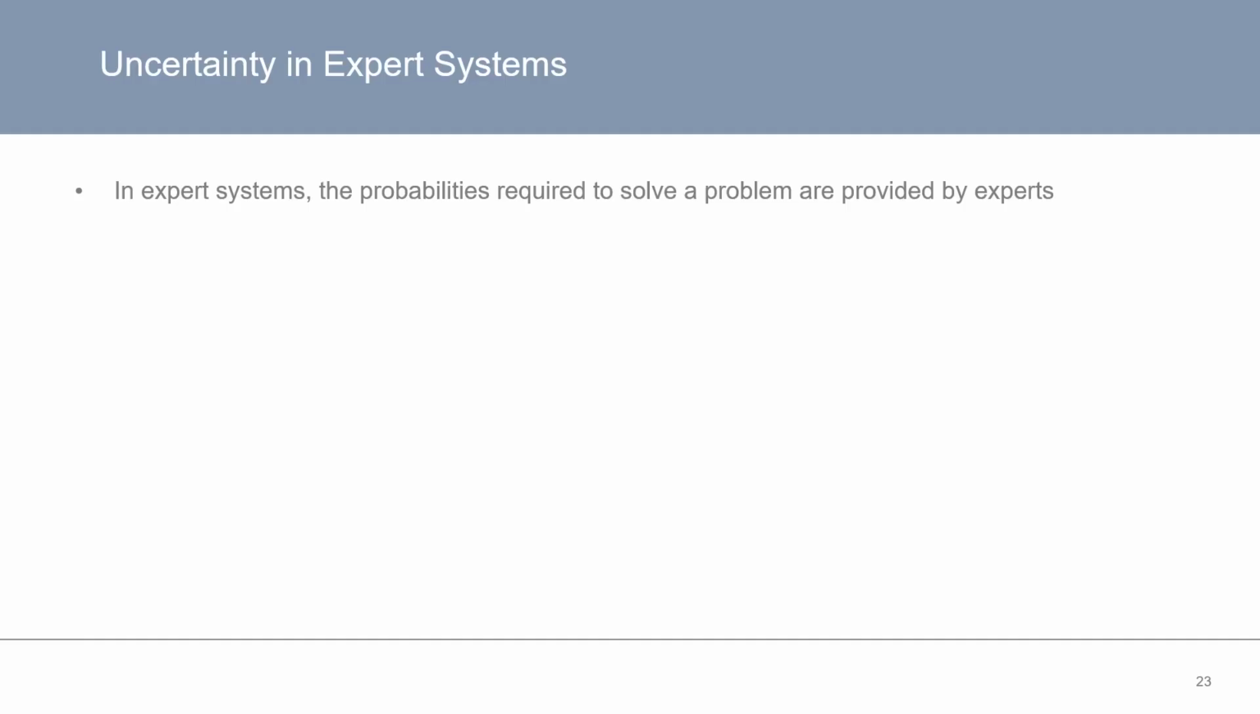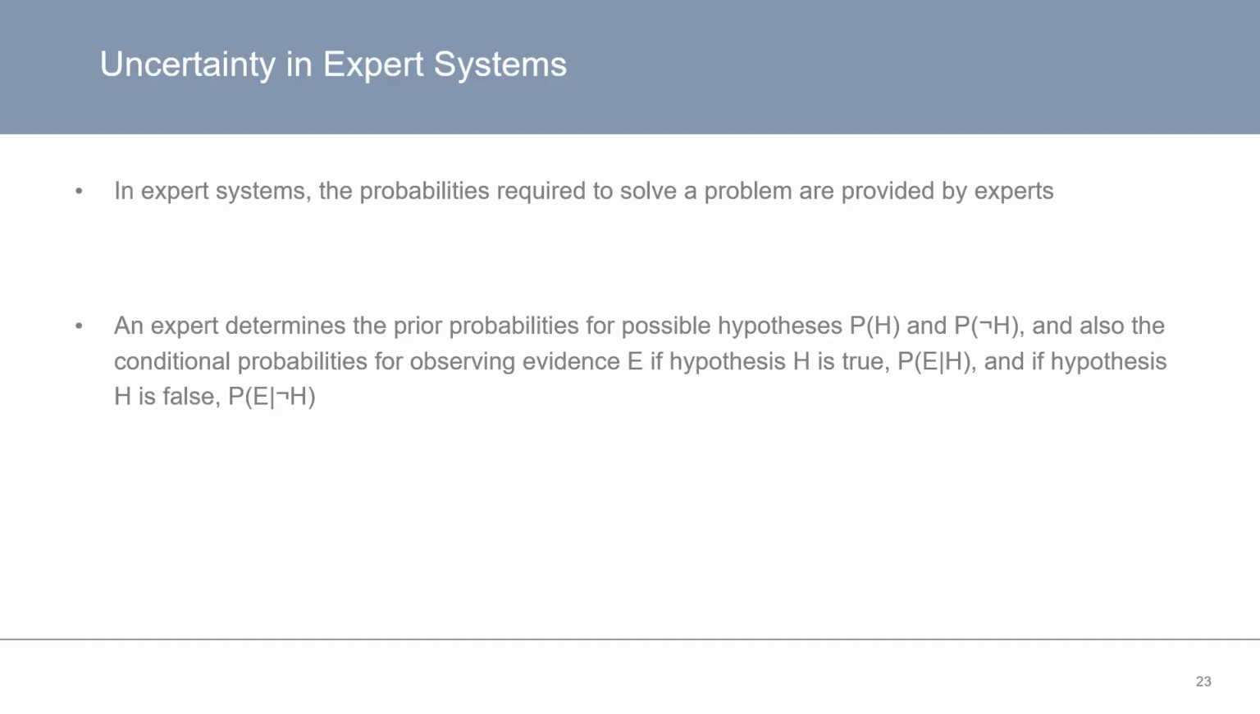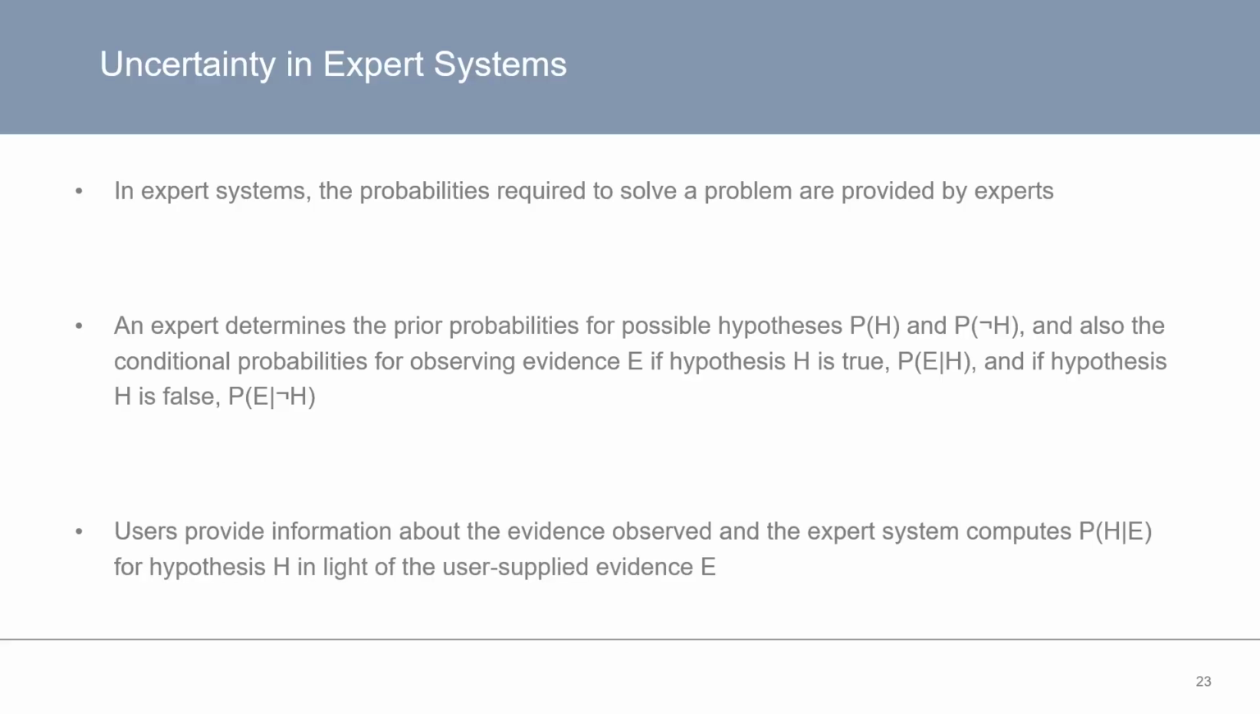Broadly speaking, in expert systems, the probabilities required to solve a problem will need to be provided by experts. An expert would need to determine the prior probabilities for possible hypotheses, in other words, P of H, and P of not H, as well as the conditional probabilities, P of E given H, for observing evidence E if the hypothesis H is true, as well as the conditional probabilities, P of E given not H, if the hypothesis H is false. Users of the expert system will provide information about the evidence observed, and the expert system therefore computes the probability of a hypothesis given the evidence for the hypothesis H in light of the user-supplied evidence E.